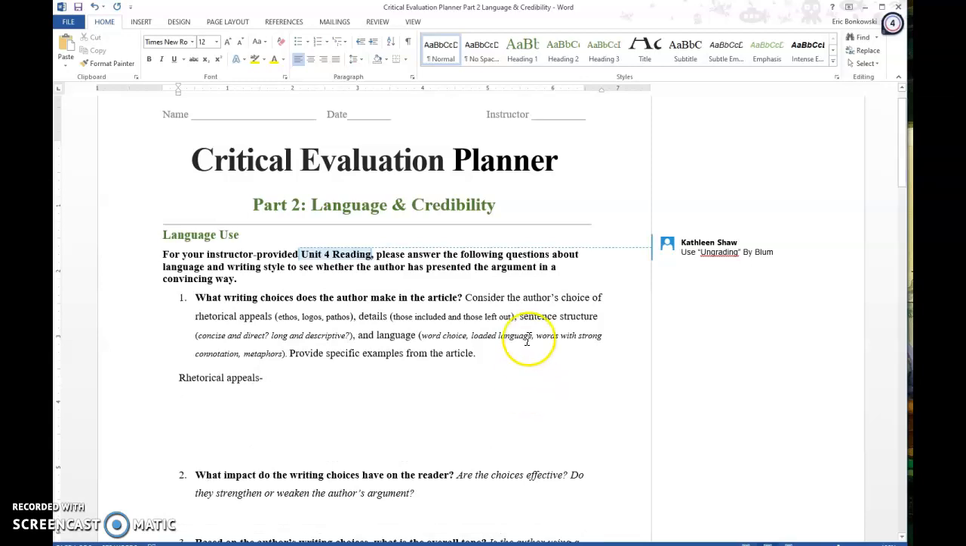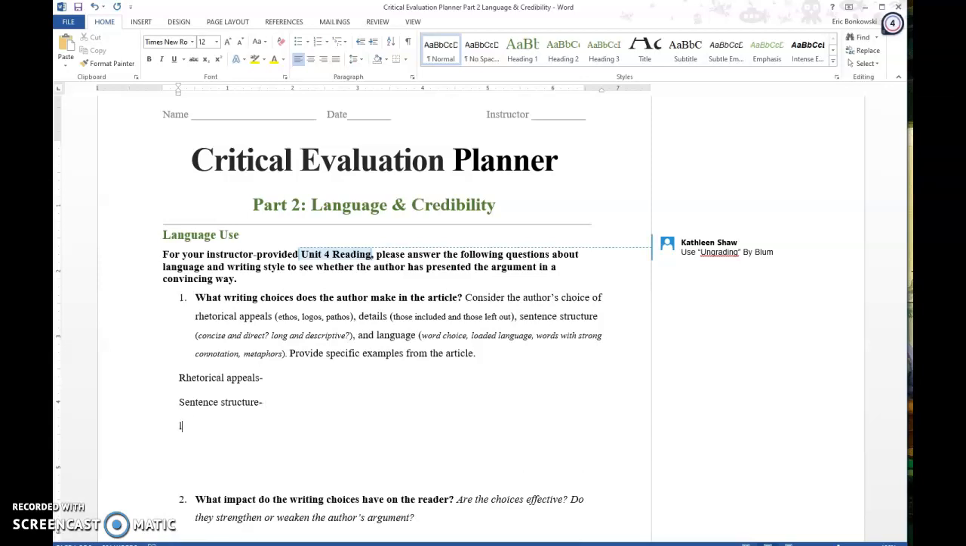I don't really know what details. That one's not as clear to me. Sentence structure. So I'm just pulling out a couple of things that I specifically want to talk about. This is basically how my brain works, because this is a question that has a lot of different things included in it, a lot of different parts to it. So I'm just going to pull out some of the things that I want to talk about, and you can do the same.